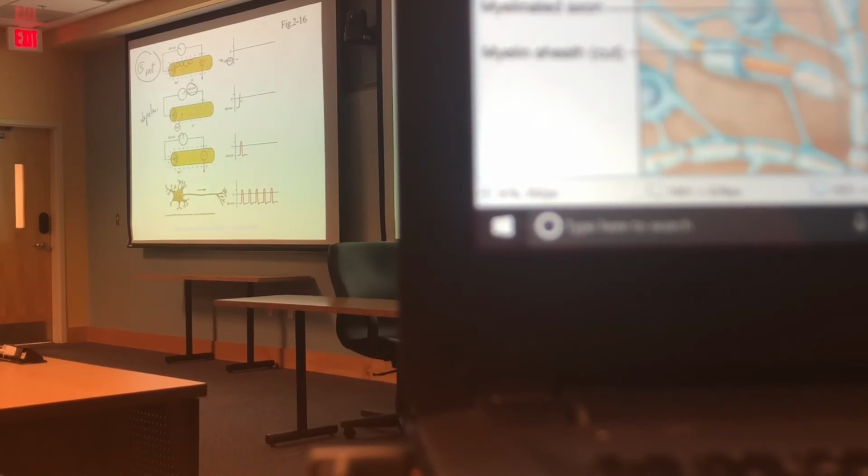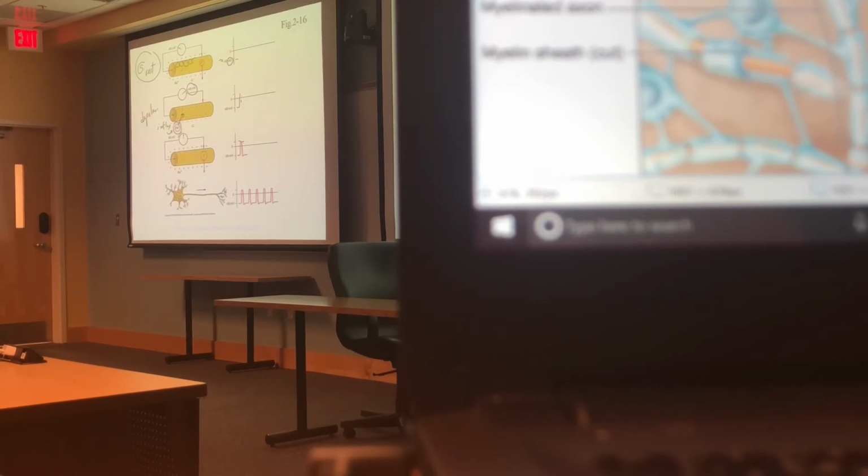Depolarization, guys. And what's happening here is you're going to increase the permeability of what? Of sodium. So what's going to come in? You're going to have an influx of what, guys? Of sodium. Okay, you have an influx of sodium, right? When it depolarizes, right?